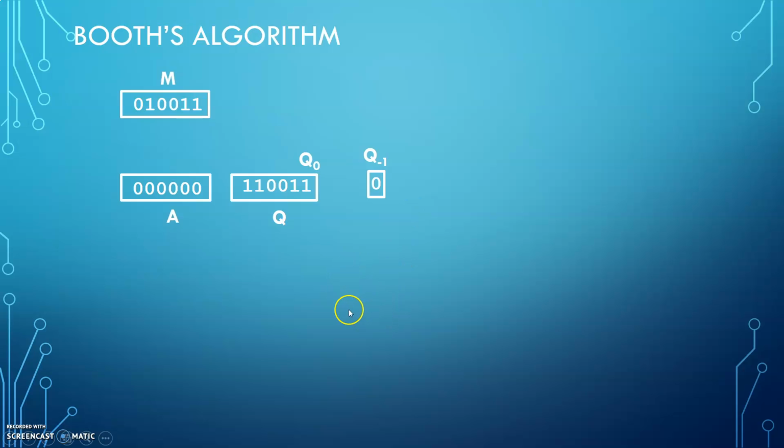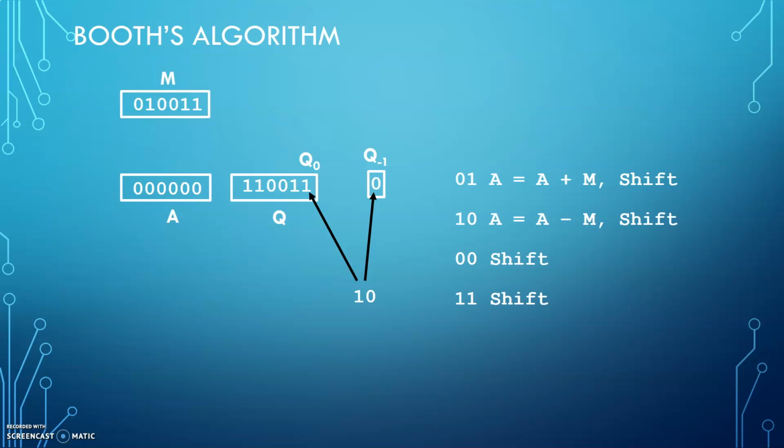Well, in Booth's algorithm, each step, so the first step that we have, we're dealing with these initialized values, but each step we're going to look at this rightmost bit in Q, which we refer to as Q0, and then the one that's going to hold the shift, which is the Q minus 1. If you think of those two bits, there are 4 possibilities: 0, 0, 0, 1, 1, 0, 1, 1. Depending on what those bits are, we will do one of 4 things.